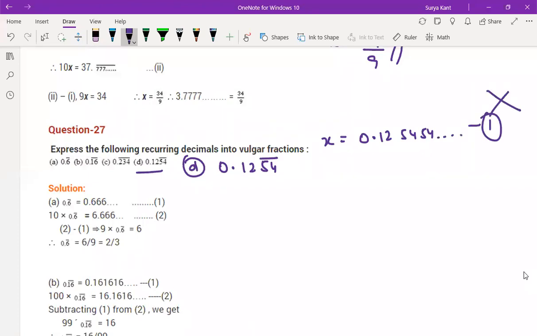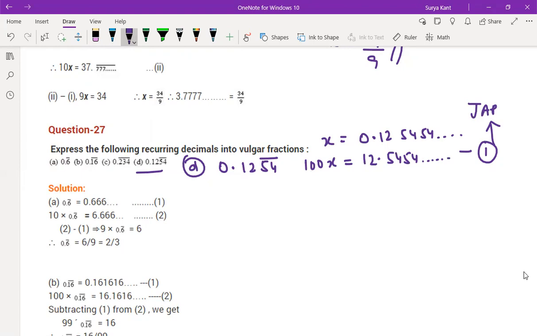This is not the first equation. Remember that, because our rule is what? JAP. Just after point. This recurring part should become just after point. So the recurring part will be just after point. You should multiply with 100. Understood? So this will come 12.545454... Is it clear, children? So this is the first equation. Remember that. This is nothing but just after point. Is it clear? Now second equation.